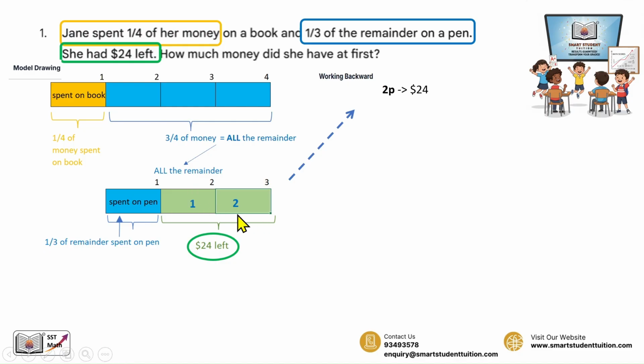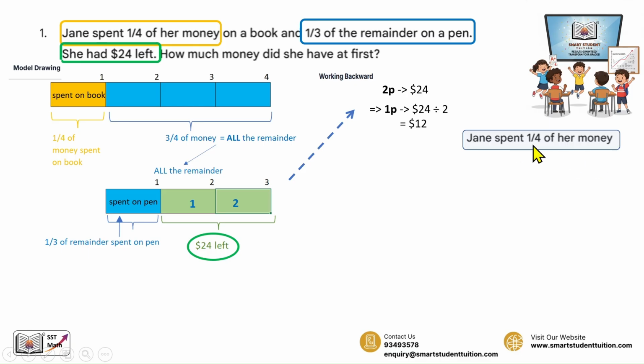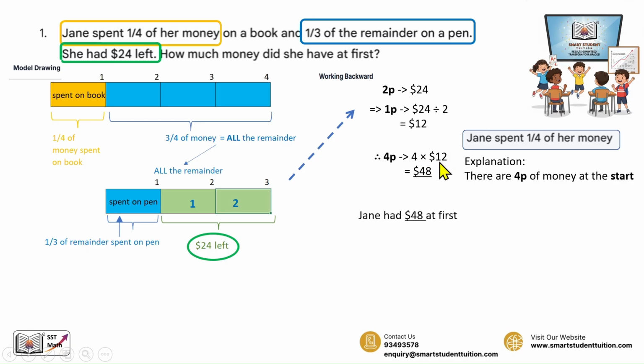Since we know two parts represent $24, one part is going to be $12. And let's do a check at this time. Since Jane has one quarter of the money spent on a book, therefore she has four parts at the start. This is important because especially during exam, we are very anxious, and when we are anxious and not calm, we may make careless mistakes or carry over the wrong value. This happened to some of us before. So at this point, it's good to have a quick check. Now, four parts is equal to 12. 4 times 12, that will be $48. And yes, we have found the answer. Jane had $48 at first.